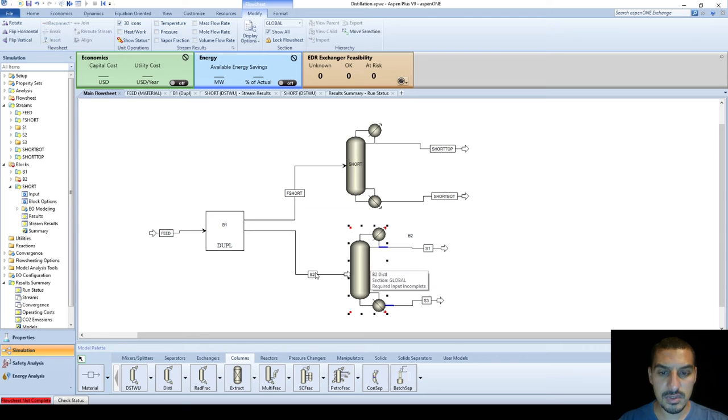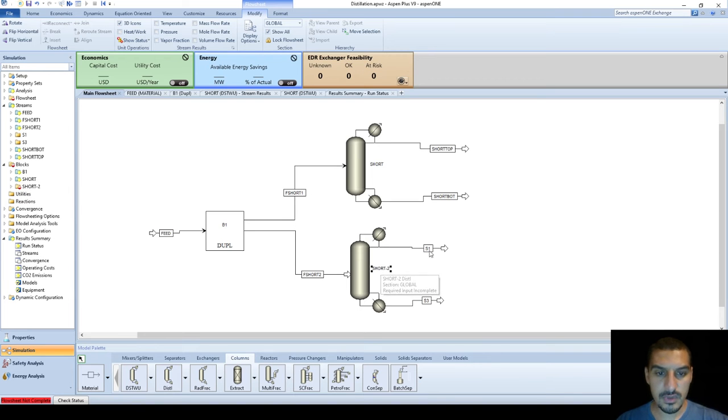Let's see, I just want to get everything named well, so I'm gonna call it F short 2 to differentiate this from F short 1 for the design mode column, and this is gonna be called short 2. This is gonna be short 2T for top, and this is gonna be short 2B for bottom. Regarding the connections, I have everything connected to the column from the feed and from the product.